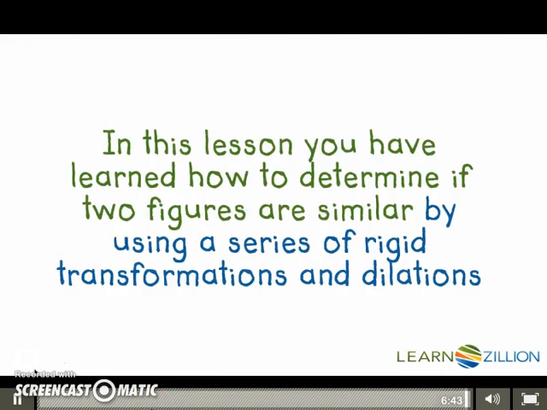In this lesson, you've learned how to determine if two figures are similar by using a series of rigid transformations and dilations.